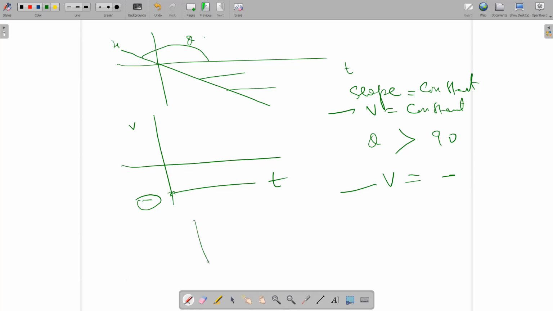One thing. What will be the AT? Surely 0, because the change in velocity is constant. Change in velocity is 0. So it is 0. If I put here 10, what will be the answer? 0. Okay.